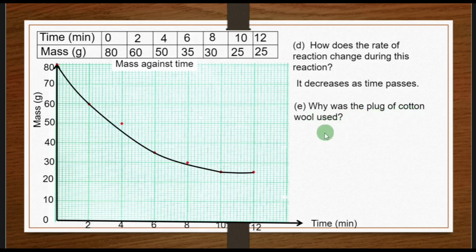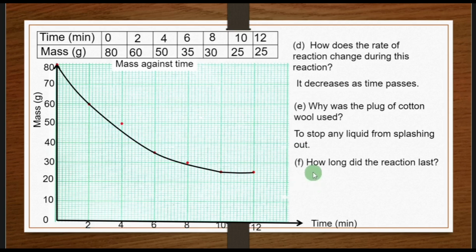Like why was cotton used to close the conical flask? So the answer is to stop any liquid from splashing out, and then also to allow carbon dioxide to escape. I didn't add that one there. Also to allow carbon dioxide to escape, because if they use something like a stopper, it wouldn't allow carbon dioxide to go out into the atmosphere, and that will make measuring the rate of the chemical reaction practically difficult.